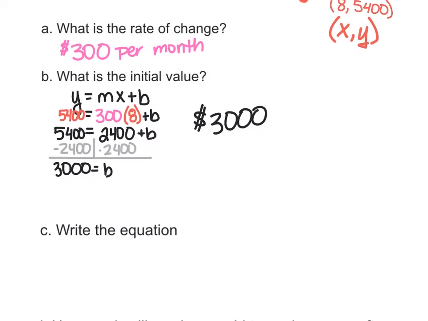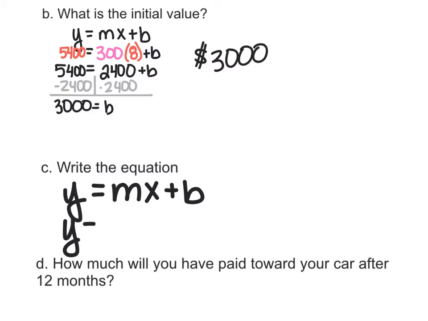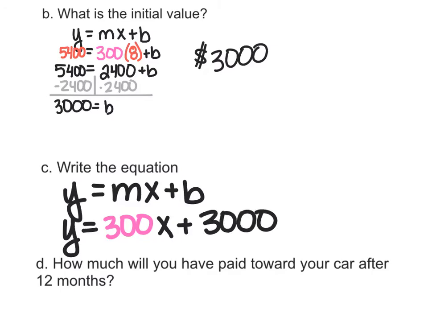So now we go to the next part, which is write our equation. Well, we've done the hardest part. Our equation is y equals mx plus b, as always, and I simply fill in the slope, or rate of change, which in this case was 300, bring down my x, and now my initial value, or b, was 3,000. And there's my final equation.